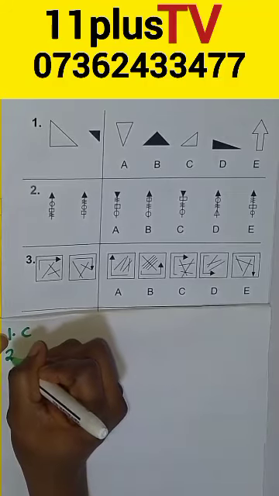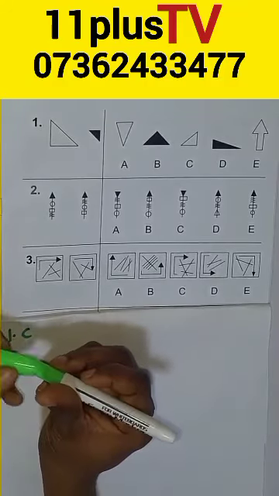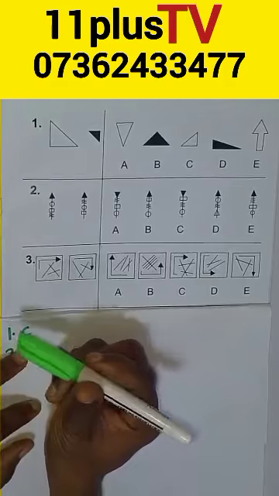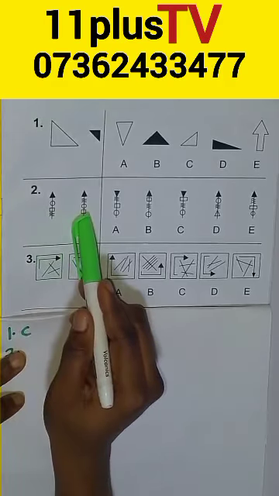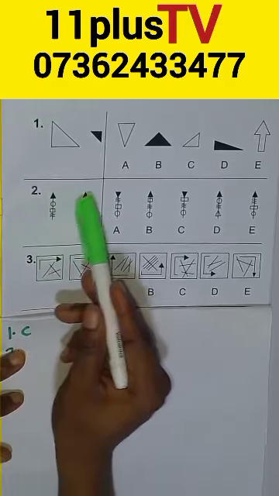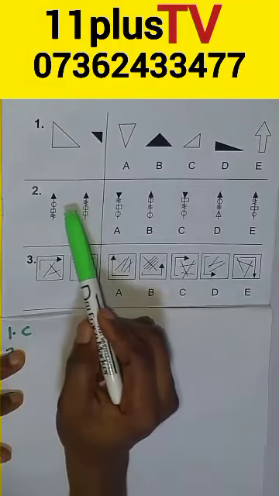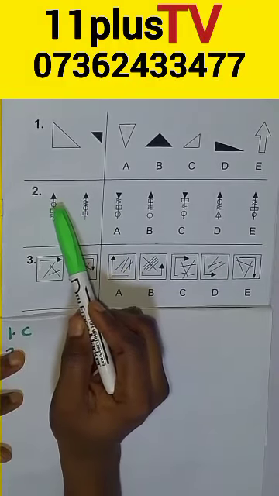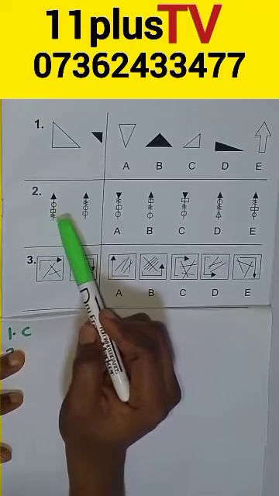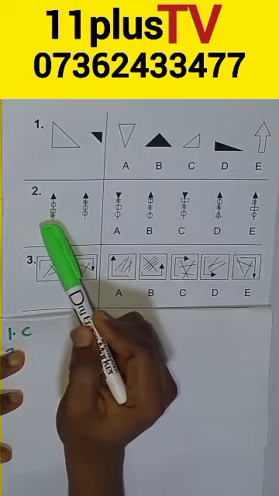Let's move to number 2. Look for their common features. What do these two figures have in common? You can see they both have a black arrowhead. They have a small circle, a small square, and 3 symbols together.